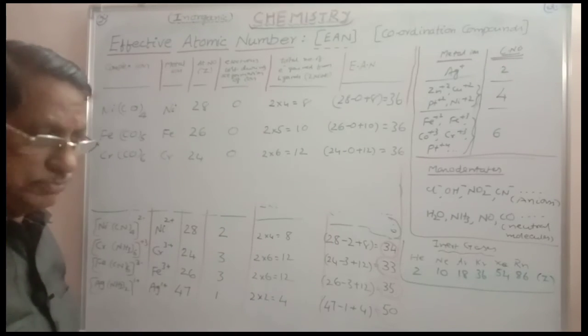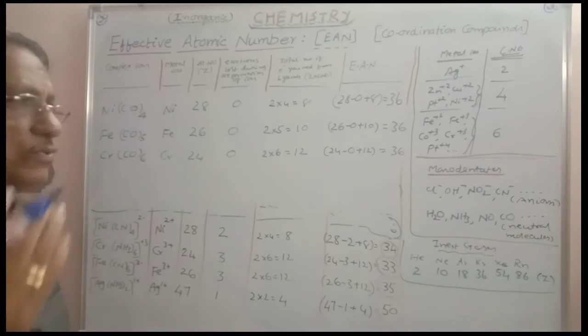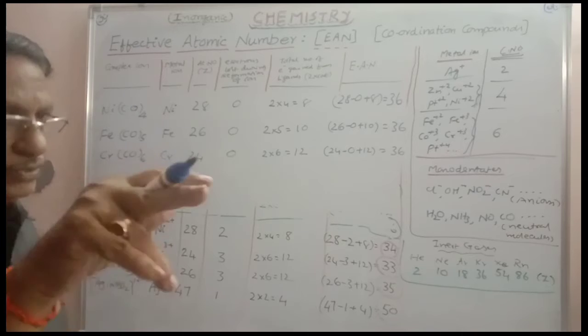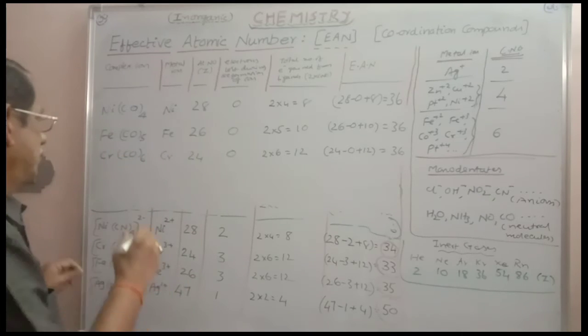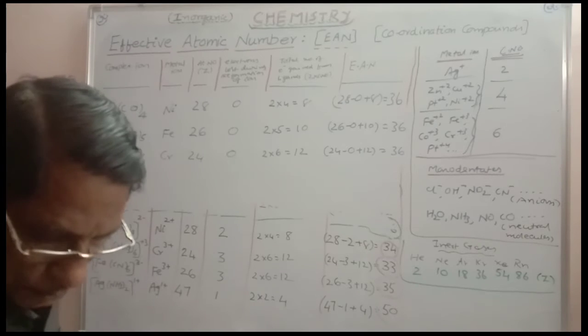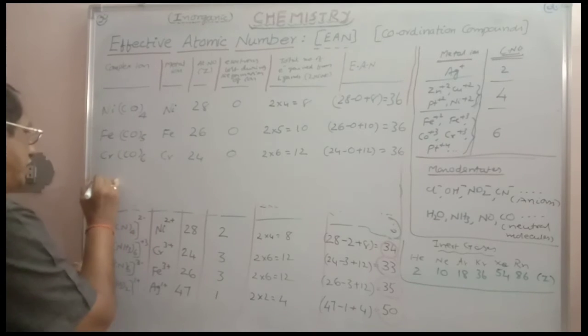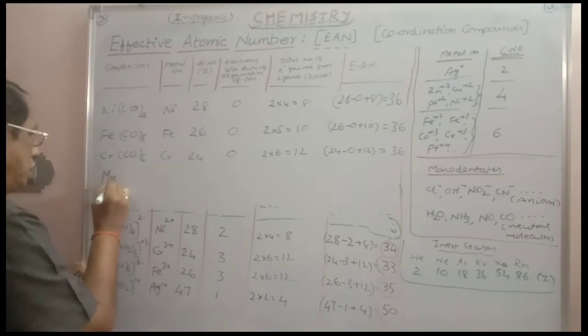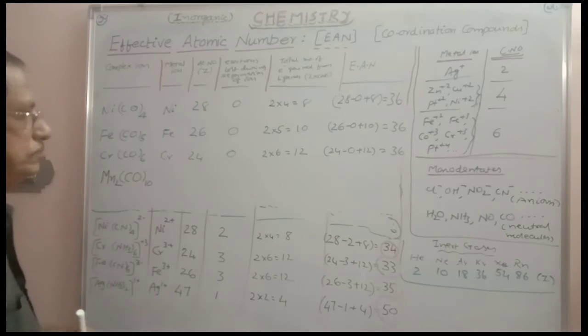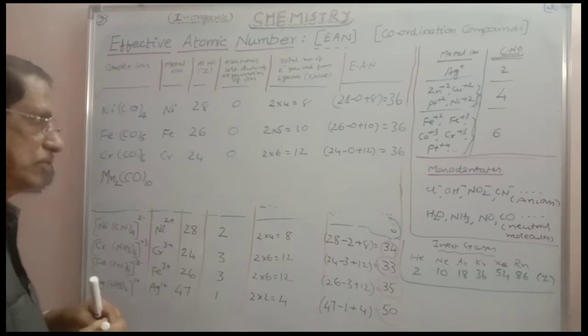One more important compound I want to take, that is polynuclear carbonyls. That means two metals will be present in the carbonyls. Polynuclear, two metals there, two metal atoms. Example you can take here, Mn2(CO)10.